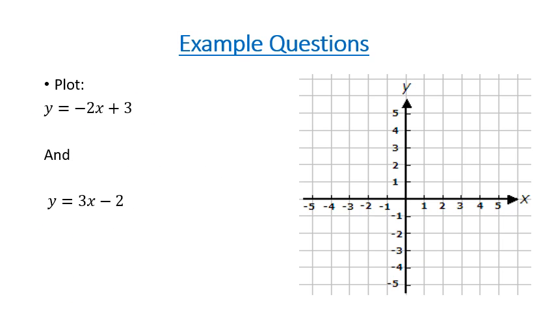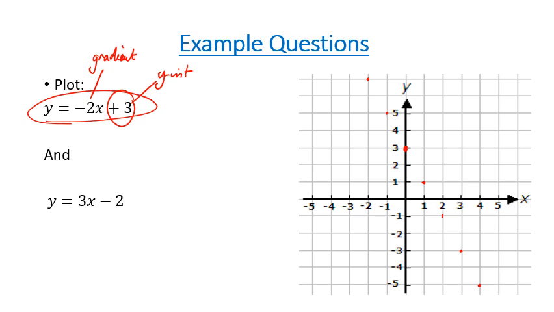Okay, so let's have a look at some example questions here. My first equation, I've got y equals -2x plus 3. I know 3 is my y-intercept, and I know the -2 is my gradient. First thing I want to do is identify my y-intercept. Here it is. The gradient is -2, so it's very similar to what we had last slide. So we go up 2 to the left 1, up 2 to the left 1, or we go down 2 to the right, down 2 to the right, and you can see that these red dots form a straight line.